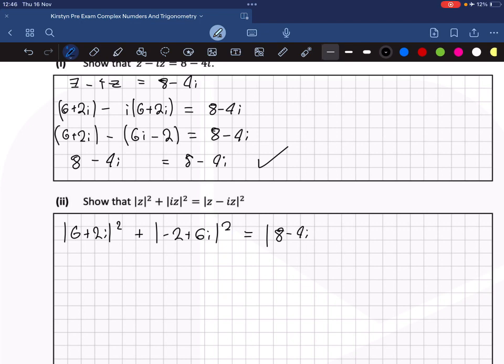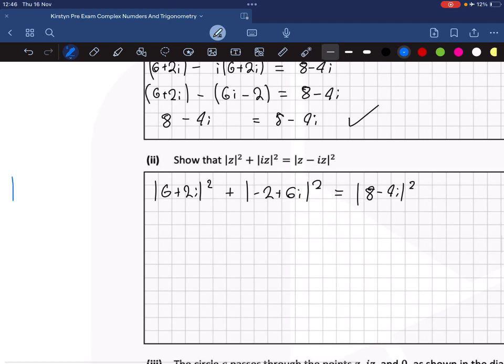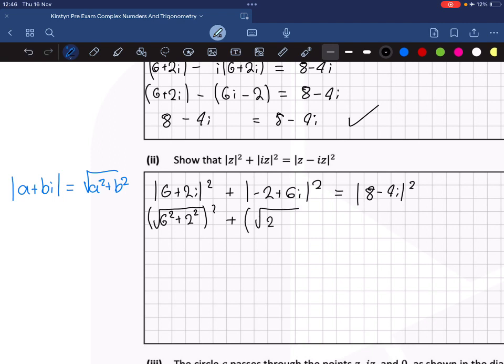8 minus 4i squared. If we do this out, we know that the modulus of a plus bi is going to be equal to the square root of a squared plus b squared. And then we just have to remember to square that in the very end. So we have 6 squared plus 2 squared. I'm going to find the square root of that, and then we're going to square it. Plus, same again here, minus 2 squared plus 6 squared, and we're going to square that, is equal to 8 squared plus minus 4 squared. And then we're going to square that.